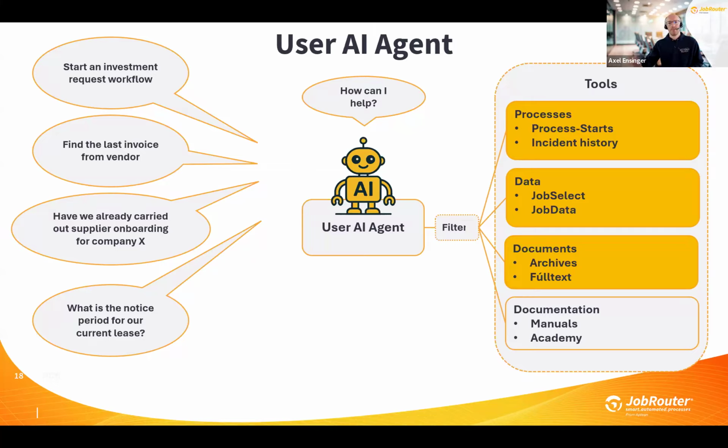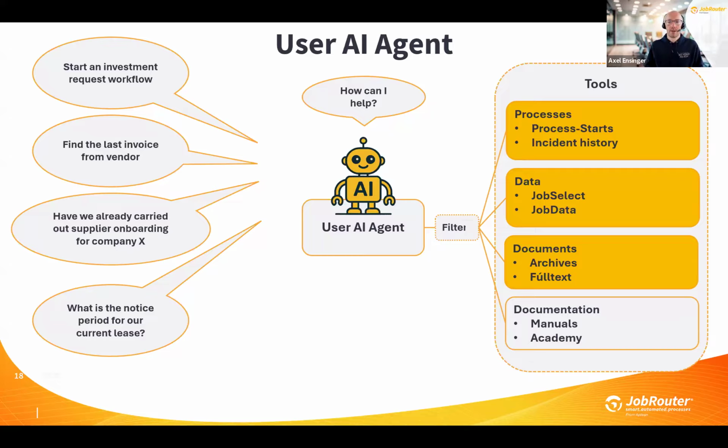So first of all, it's a tool that allows you to start processes and look at the process data. Then we have the data tools like Job Select. Job Select in jobrouter is a module for creating the reports, and Job Select also can access other databases. So if you want to access any other database in jobrouter and provide it for these agents, you can do it with that. Job data as well will be available.